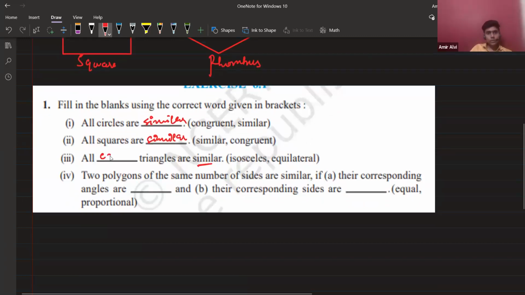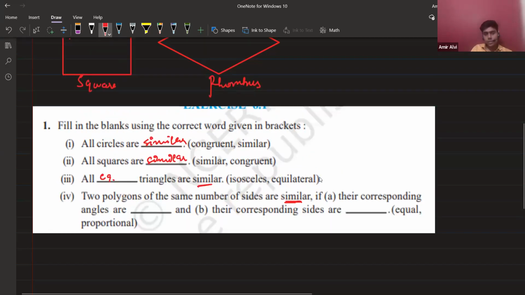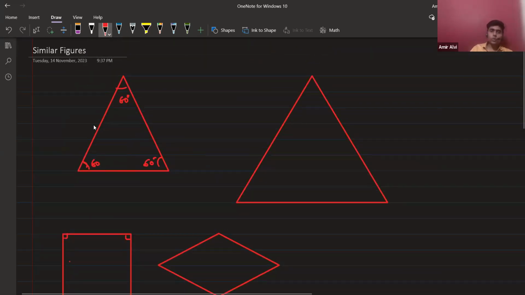So for an equilateral triangle, two polygons of the same number of sides are similar if these two conditions hold, Adil. Let me explain that to you. If their corresponding sides, taking any two corresponding sides, say side AB in triangle ABC and PQ in triangle PQR. Adil, what is the corresponding side of AB in triangle PQR?